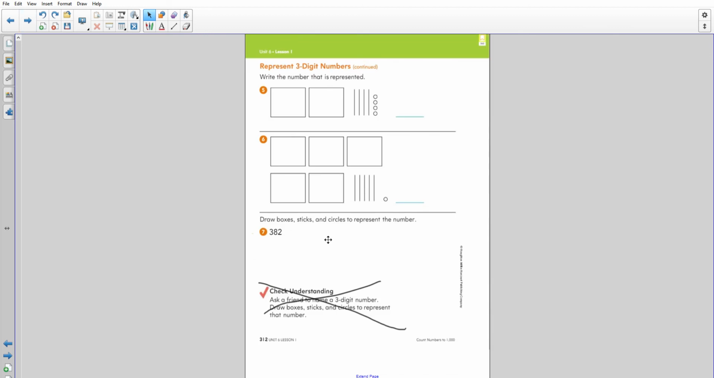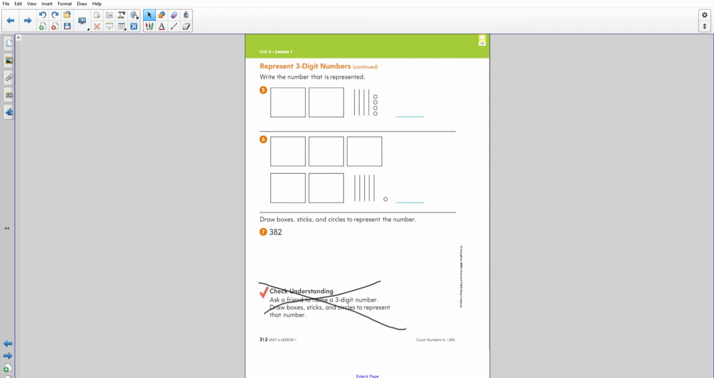Then I'd like you to continue to practice some more with your 3-digit numbers. For numbers 5 and 6, again, write down the number that's represented. And for number 7, draw using 100 boxes, 10 sticks, and circles to represent the number 382. Don't worry about the check understanding.